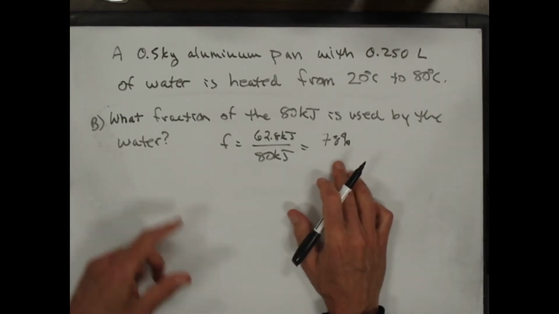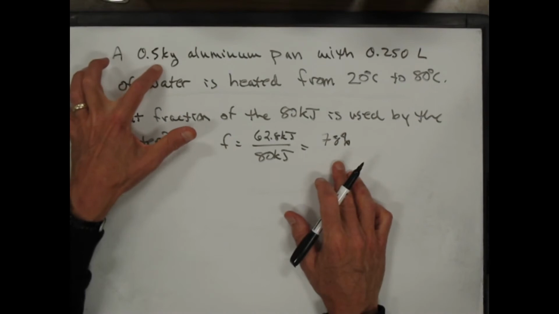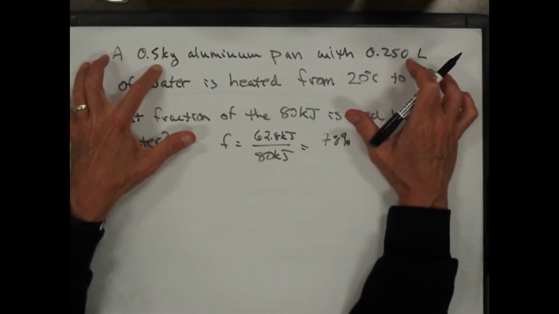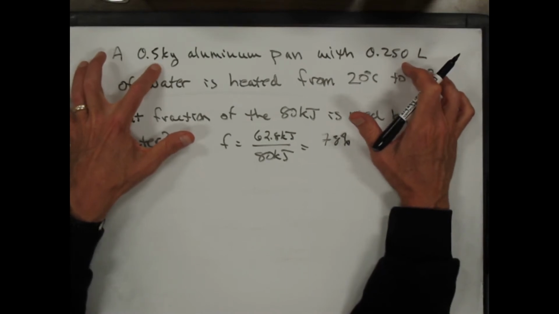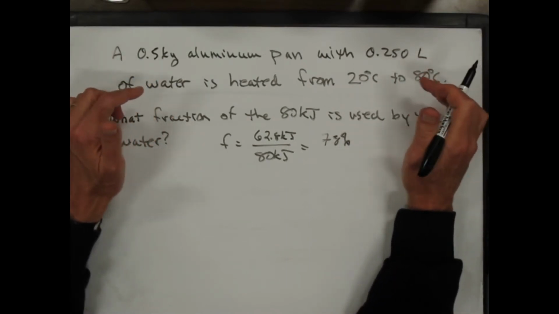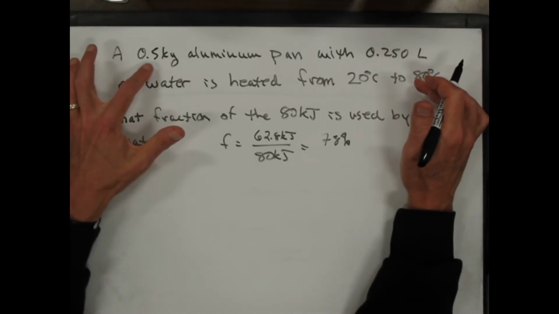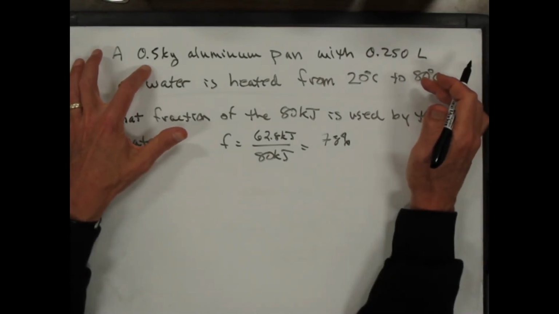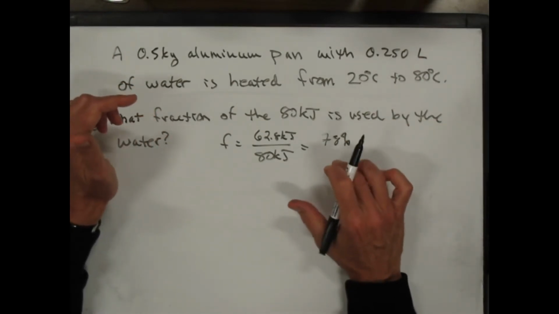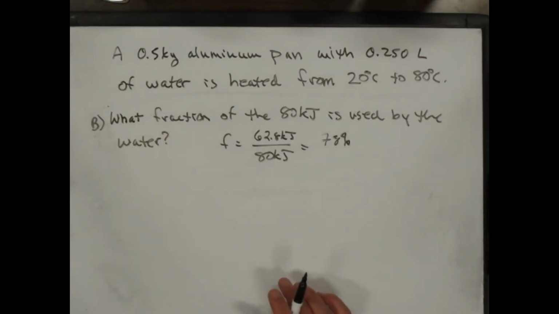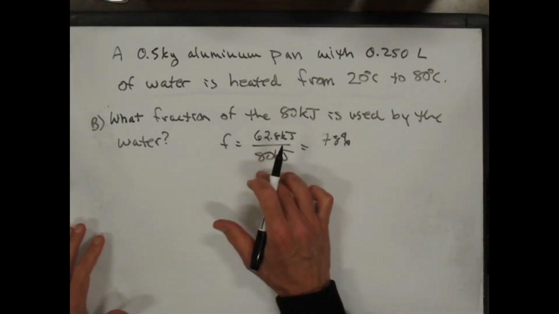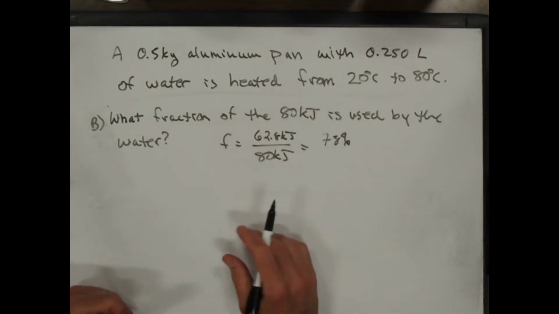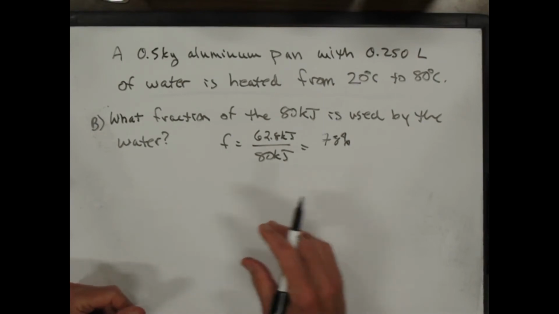And so notice that even though there's more mass in the pan than there is mass in the water, right? This was twice as much mass in the pan. The fact that the heat capacity of water is over 4,000 and the heat capacity of aluminum is only 900 meant that the water actually used a lot more. A much greater fraction of the heat that was sent into the system ended up heating the smaller amount of water, because of the heat capacity of the water.